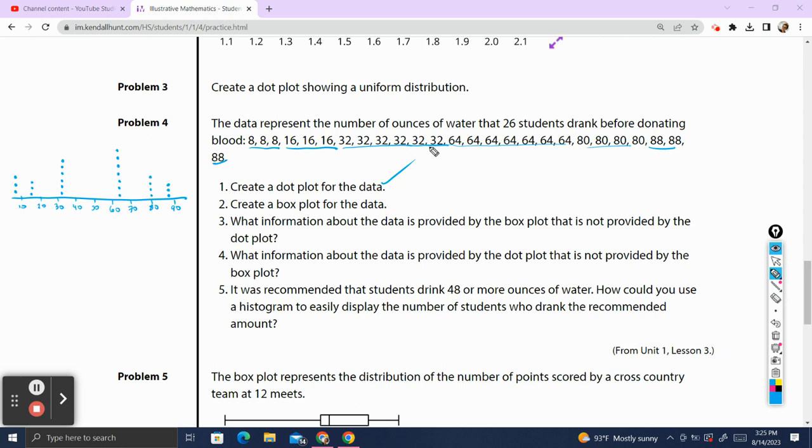We want to always make sure that we have a label. So in this case, our numbers represent ounces of water. So I'm going to put OZ of water on the bottom so I know what we're talking about.